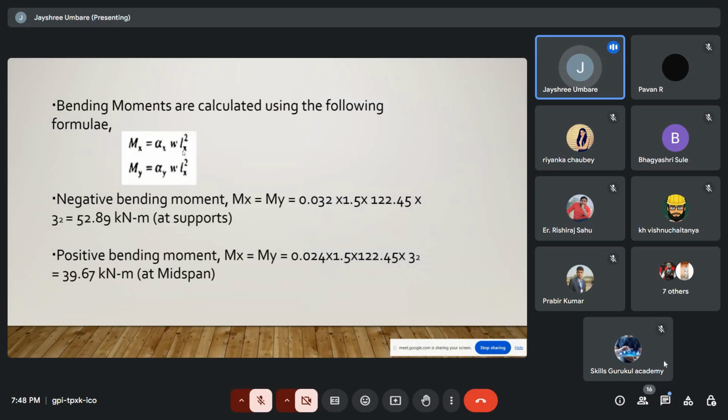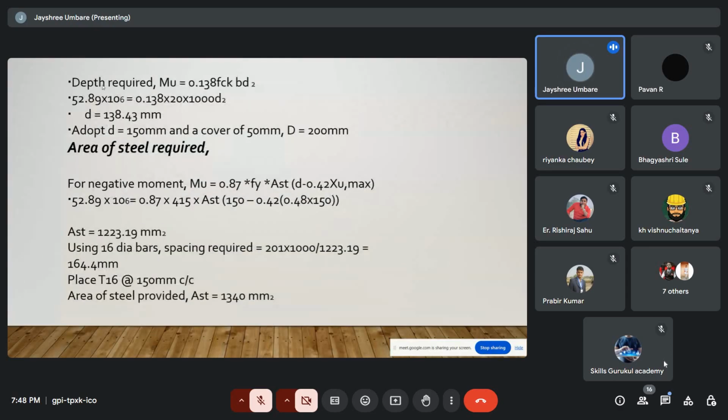This is the bending moment calculation formula: Mx is equal to alpha x w lx square, and this is the formula for negative. We can use it for negative as well as for positive bending moment. Depth required is from Mu equal to 0.38 fck b d square, which gives d is equal to 138.43 mm. Adopt d is equal to 150 mm with cover 50 mm, and D is equal to 200 mm, which means D is the thickness of the slab we have provided.